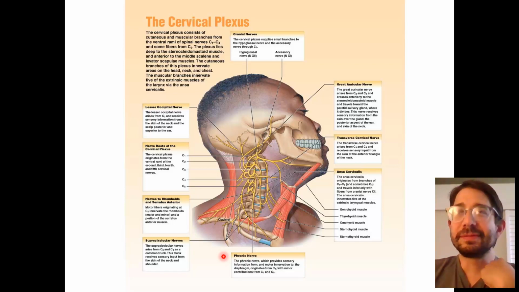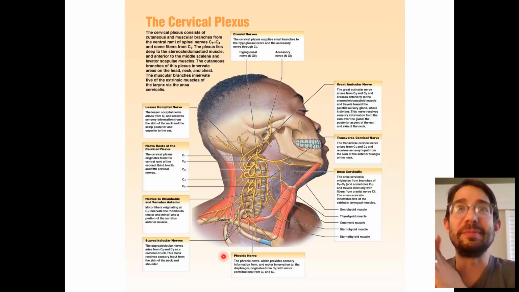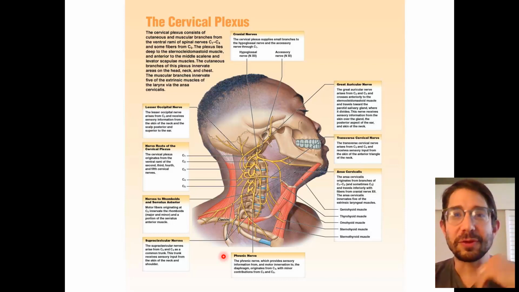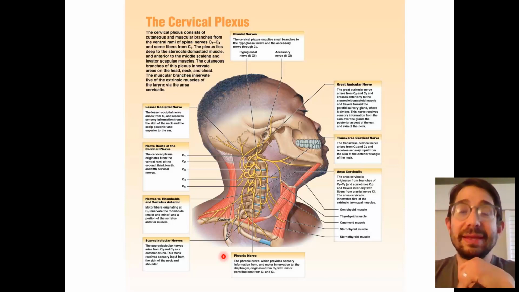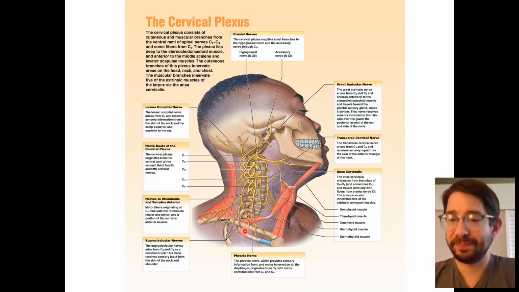And there's a saying, C4, breathe no more, meaning if you sustain damage in or about the 4th cervical vertebra, you can affect this phrenic nerve. And if you damage or sever the phrenic nerve, and you can't tell the diaphragm to contract and relax, then you breathe no more.